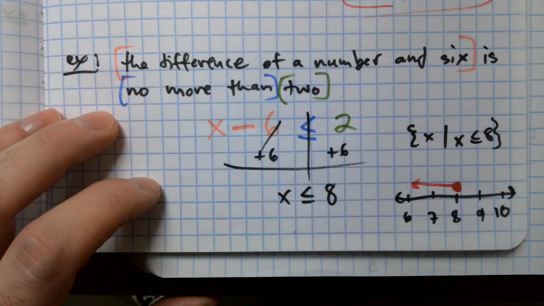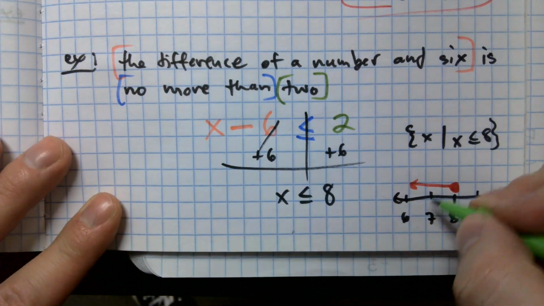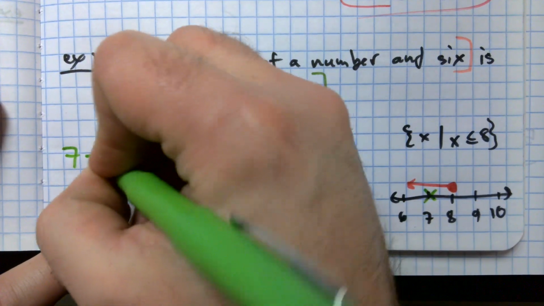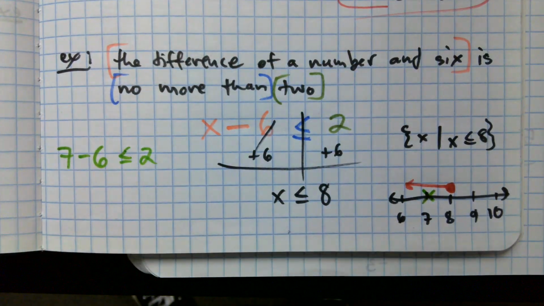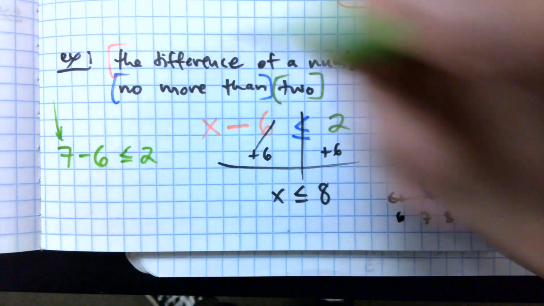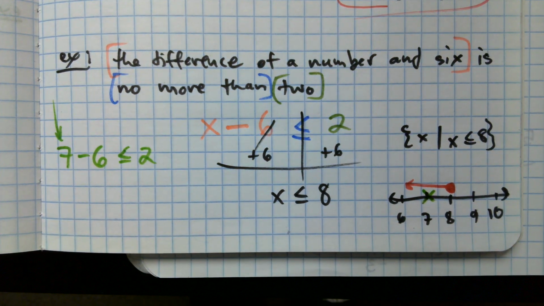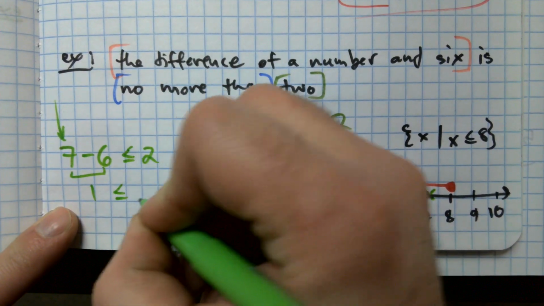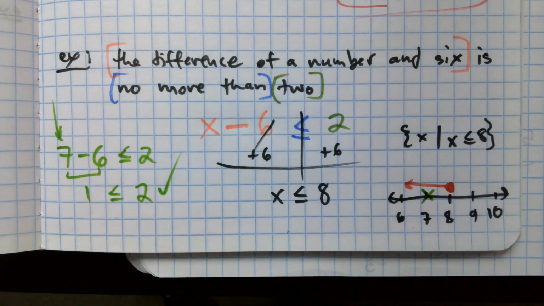All of those values. Who could just pick one of those values that I can plug in? Isaac? 7. Let's do 7. 7 minus 6 is less than or equal to 2. Right? So I plugged in the 7. It's included in my solution set based on my graph. What is 7 minus 6? 1. Is 1 less than or equal to 2? Yes, it is. So I know that I set my inequality up correctly.